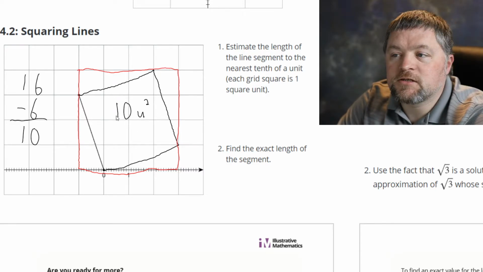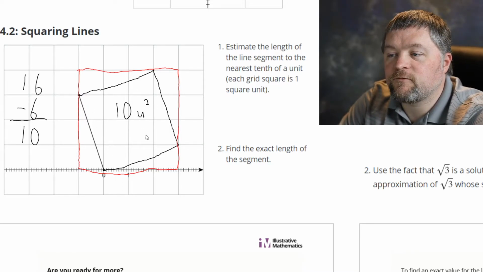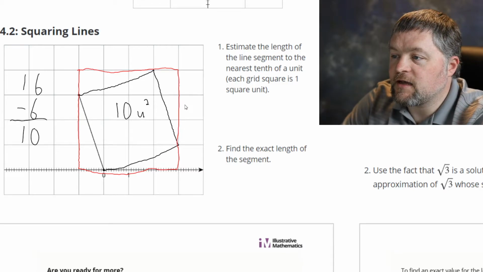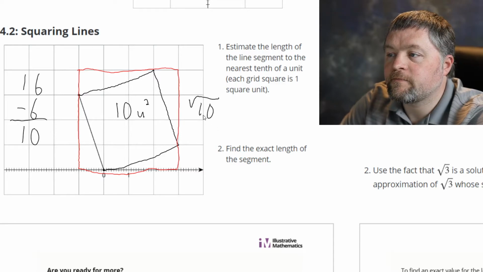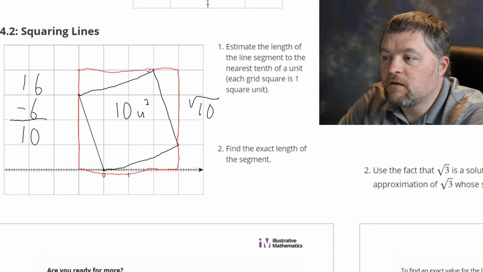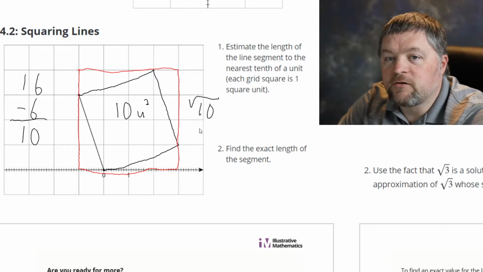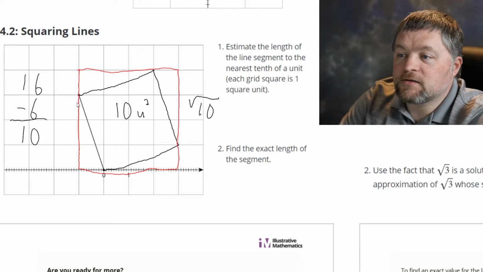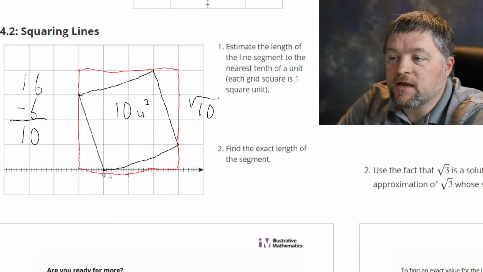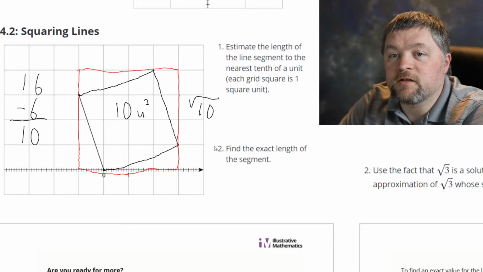square units, which means the side length of this, how do we find the side length of a square if we know its area? We take the square root of it. So the square root of 10 is the side length of this square. Approximately, that's a little more than 3, because we already said this has to be longer than 3. The square root of 9 is 3. The square root of 10 is going to be more than 3.